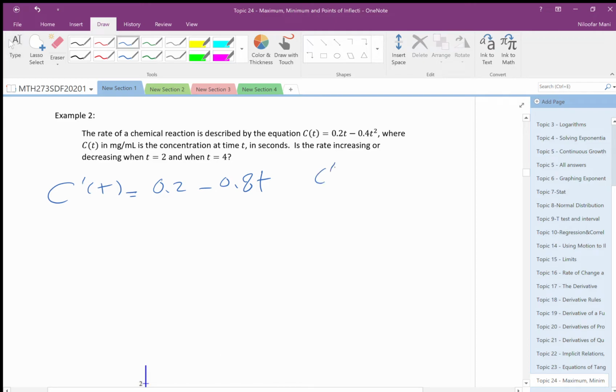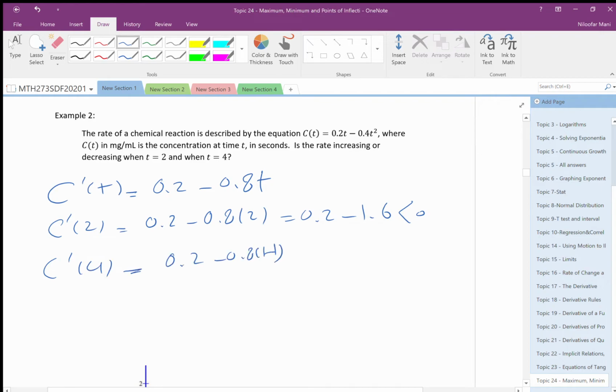So what is c prime at 2? c prime at 2 is 0.2 minus 0.8 times 2, which is 0.2 minus 1.6, which is negative. What is c prime at 4? c prime at 4 is this times 4, it's even more negative. So 0.2 minus 3.2, which is negative. So at these 2 points it is decreasing, because at both of them c prime is negative.